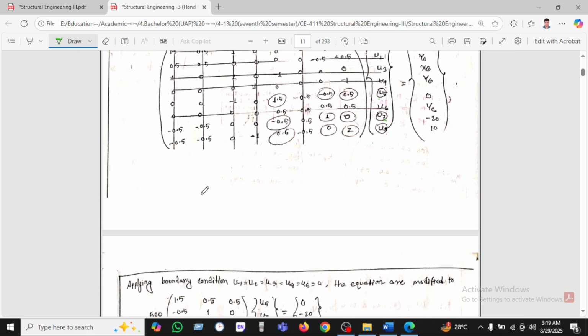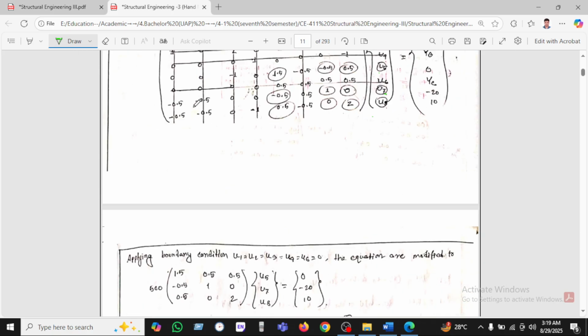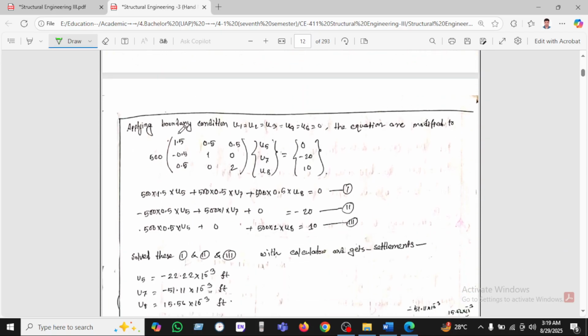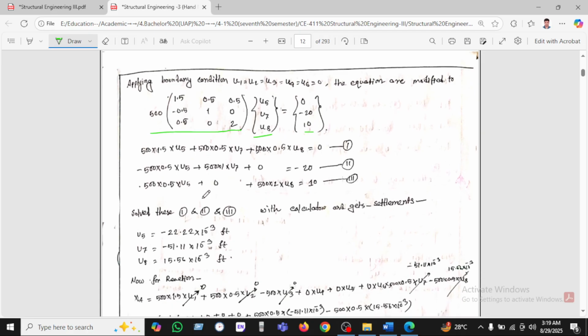So if we go to here, after the boundary condition, we have been finding this value k u into delta. So now we can take the u1, which is 500 into 1.5 into U5. This is the U5. 500 into 0.5. This is the 0.5, and it will be multiplied with displacement 7.